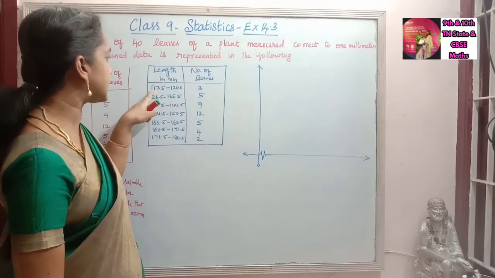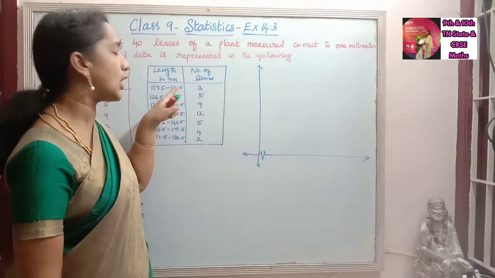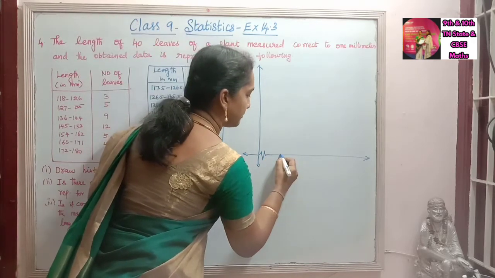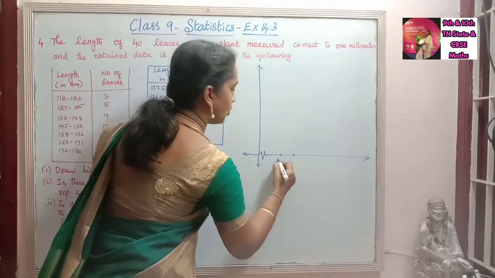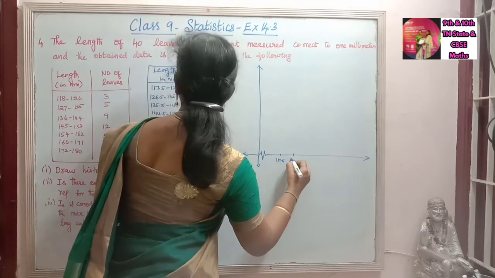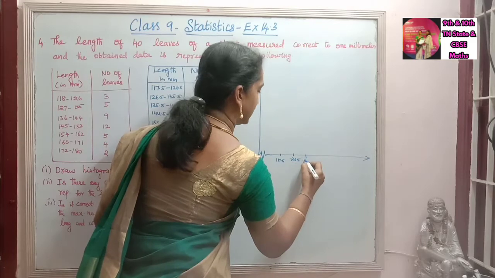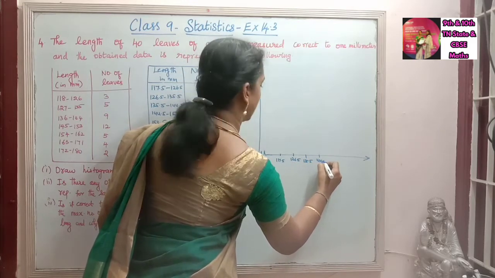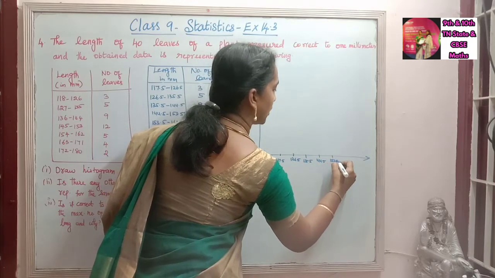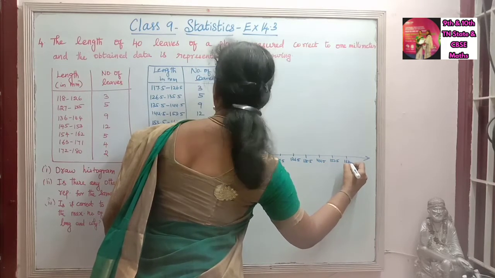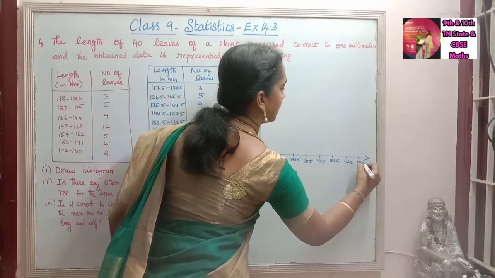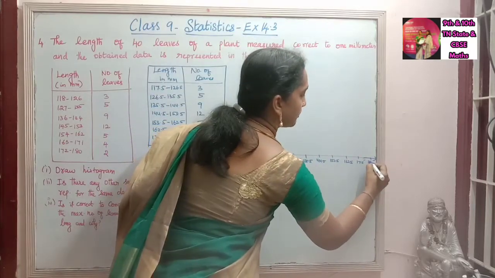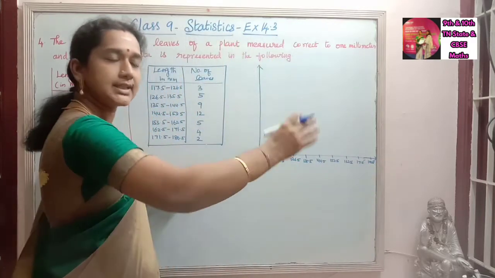So we will write it as 117.5 to 126.5. We will leave 1 centimeter gap, then we will start this. That is 117.5 to 126.5, then 135.5, then 144.5, then 153.5, then 162.5, then 171.5, and the last one is 180.5. So this is the x-axis.